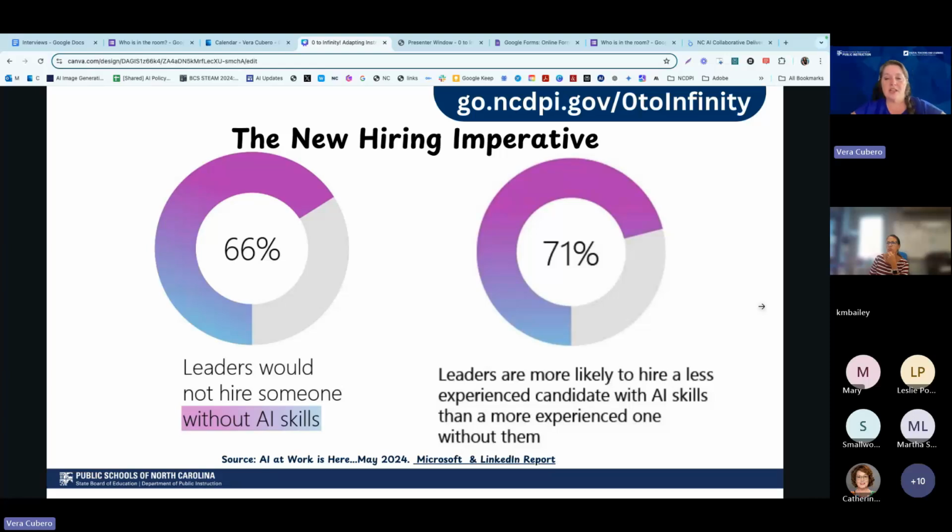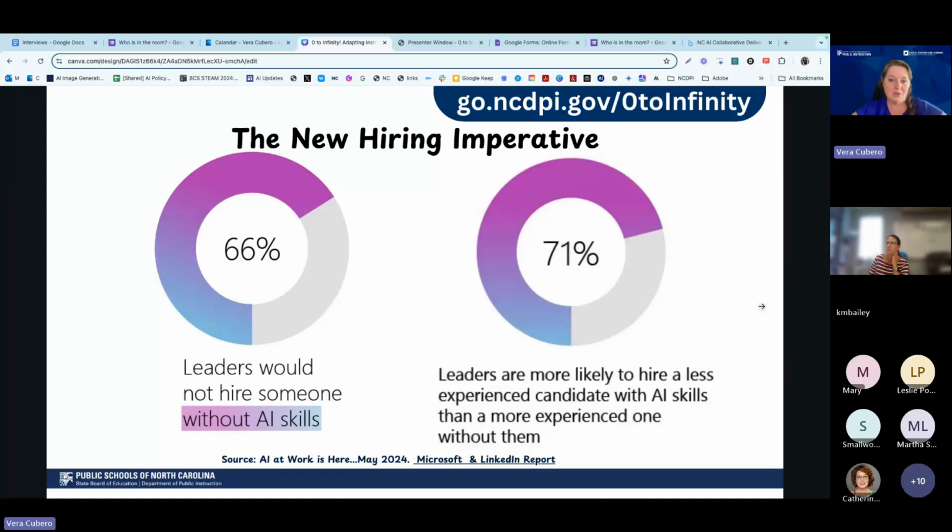So this study asked several thousand business people around the world several questions about AI. And this is just two of the statistics they gathered. There were lots more, and there's a link at the bottom. I really encourage you to look at the whole study. But the one on the left, they were asked if they would hire someone without AI skills, and 66% of them said they would not.